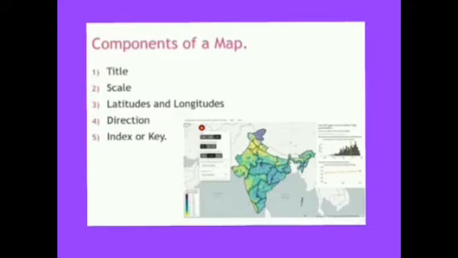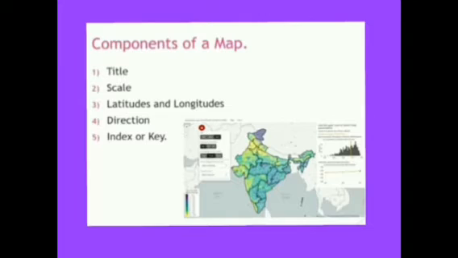Direction. Children, you have already learnt about the directions east, west, north and south. In the map, the direction is shown by an arrow or a symbol of arrows with the letter N on the top, that is to the north. The head of the arrow points to the north. Once you know the north, then easily you can find the other directions.